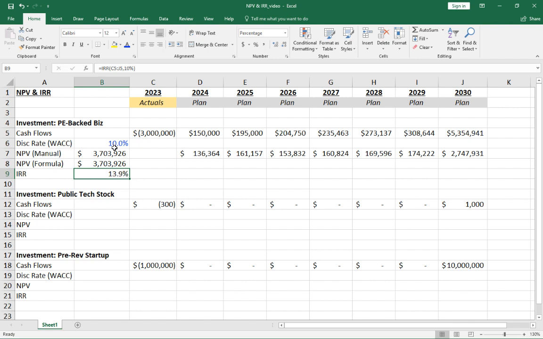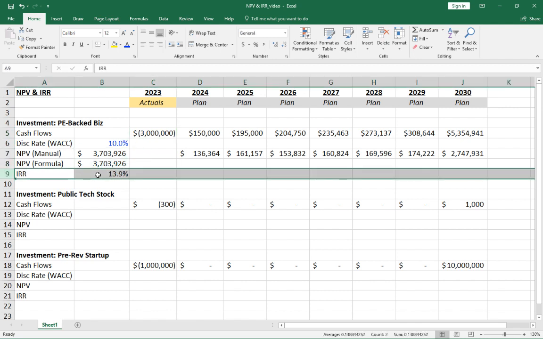So this is the return, and we've estimated the risk to be 10%. So in this case, we can see that the return is in excess of the risk. And this is proven by the fact that the net present value of future cash flows is higher than the actual price. So this looks like a good investment.